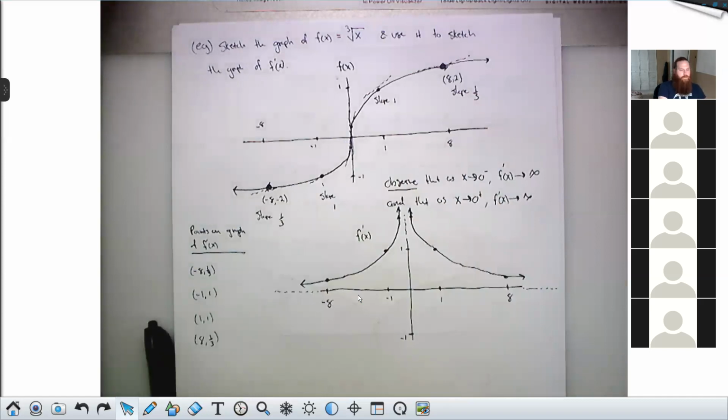Just for fun, let's see if Desmos agrees with us. I'll do the cube root first.